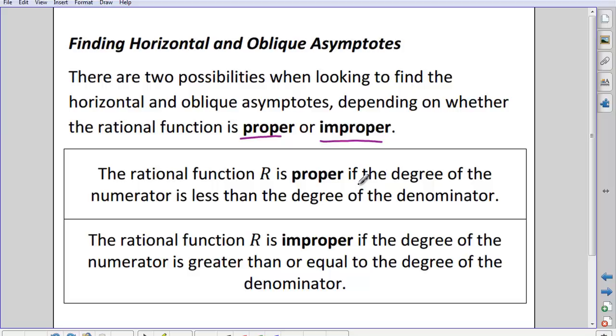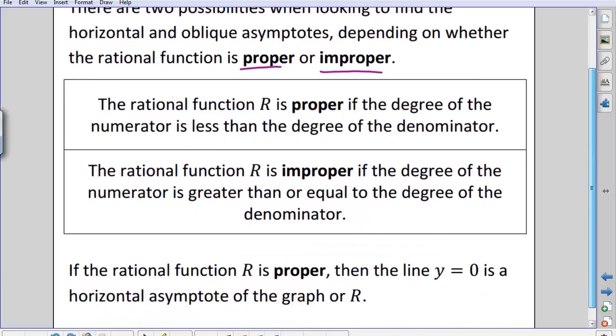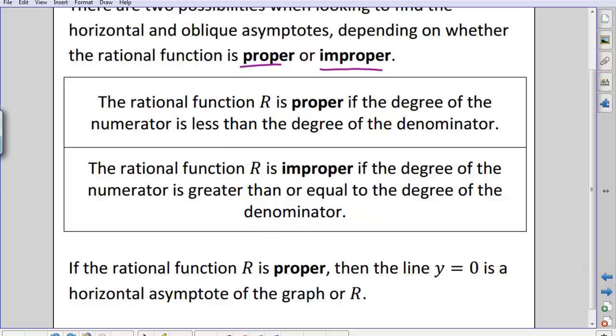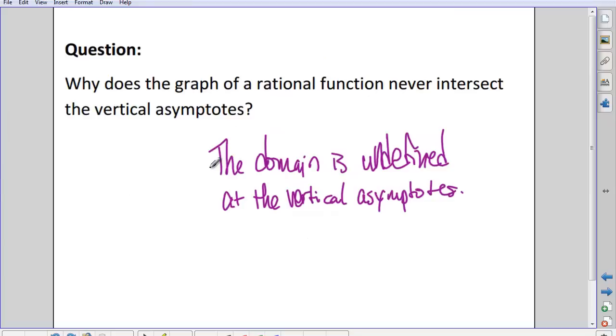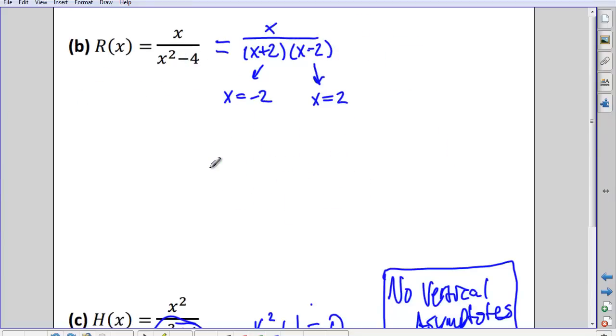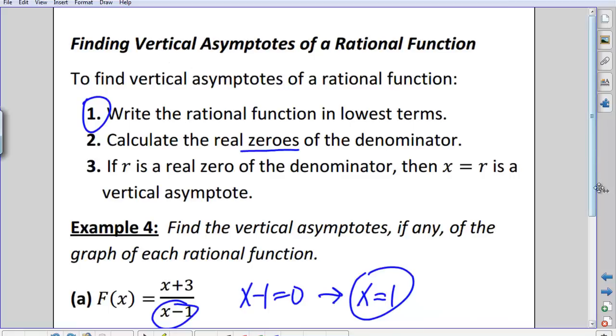When we talk about proper or improper rational functions, that has everything to do with the degree of the two polynomials in that function, the two polynomials being the numerator and the denominator. So if it's proper, that means the degree of the numerator is less than the degree of the denominator. Just as an example, going back here, we'll just look at these examples.